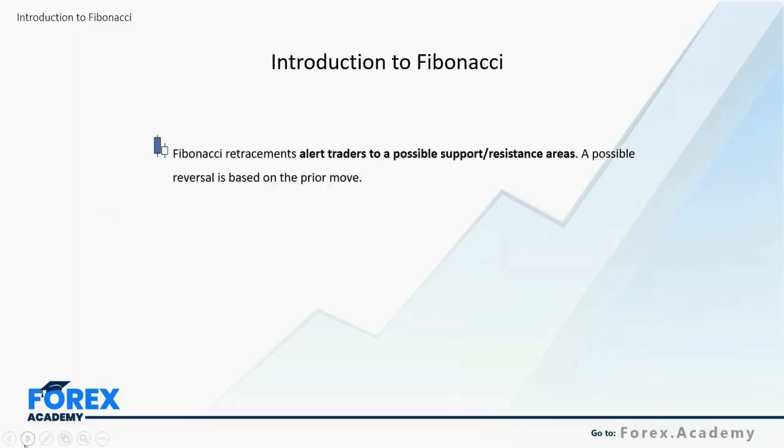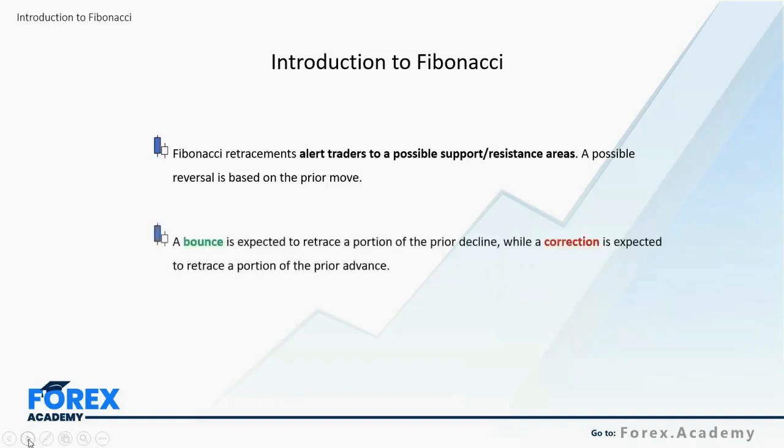So these Fibonacci retracement levels, they alert traders to possible support and resistance areas in the market. A possible reversal is based on the prior move. So we're looking potentially for market pullbacks to reverse the trading decision. A bounce is expected to retrace a portion of the prior decline, while a correction is expected to retrace a portion of the prior advance.